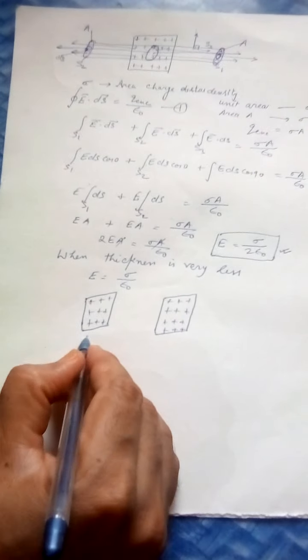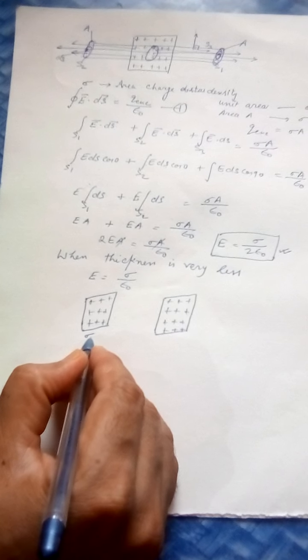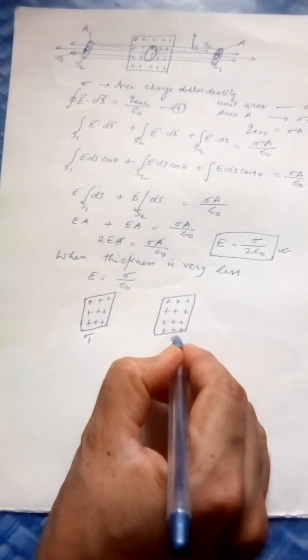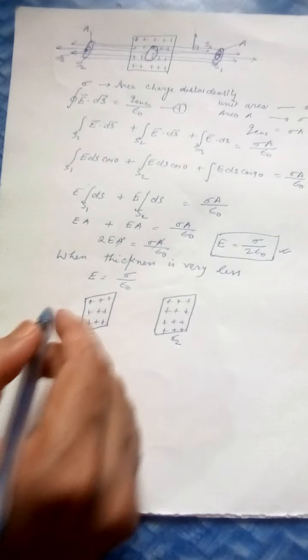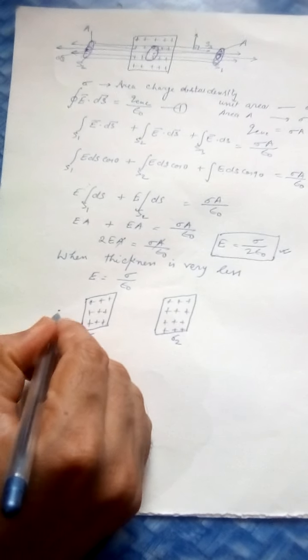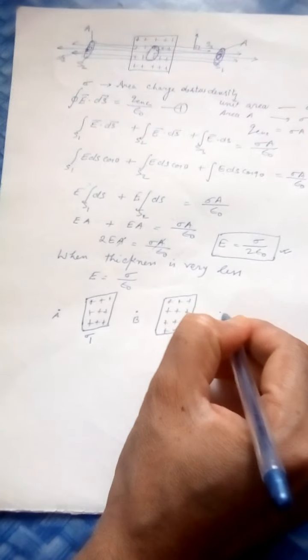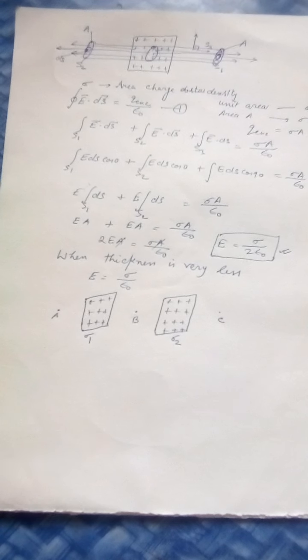This has areal charge density, that is sigma 1, and this has areal charge density, suppose sigma 2. Now the question is asked: what is the electric field at point A, at point B, at point C? I am giving you an example for positive charge. For positive and negative, for negative you have to solve it yourself.